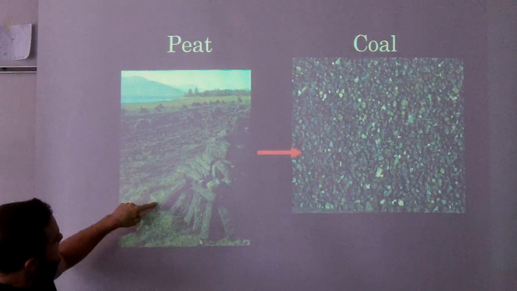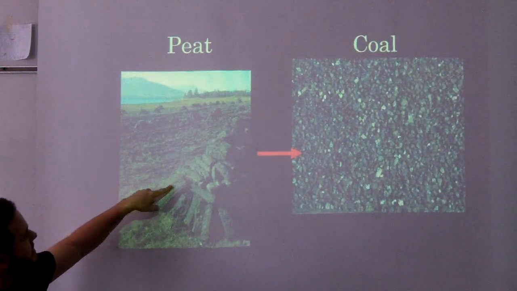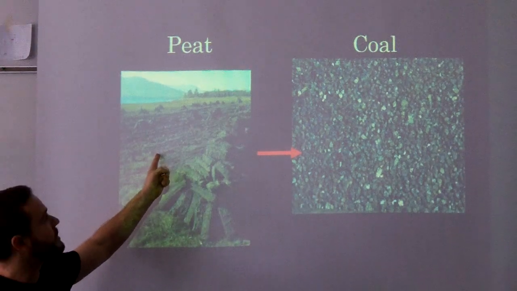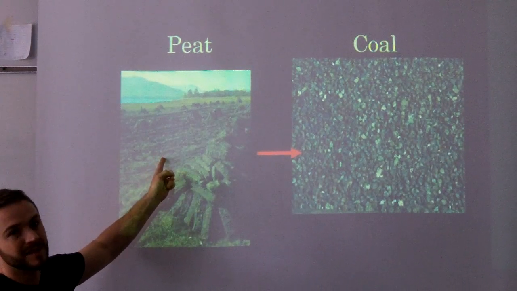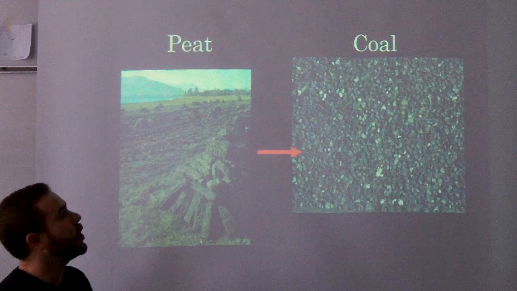So we take this peat. You can see them cutting. They've cut sections out of these peat bogs. This is probably in Ireland or in Scotland. They harvest a lot of peat there, and it will become coal.